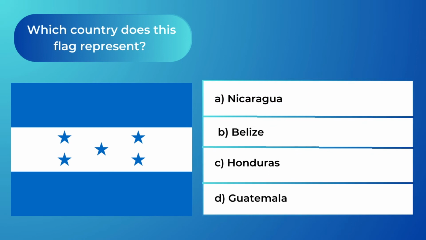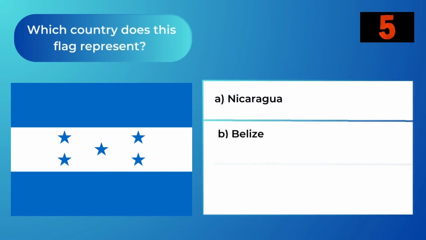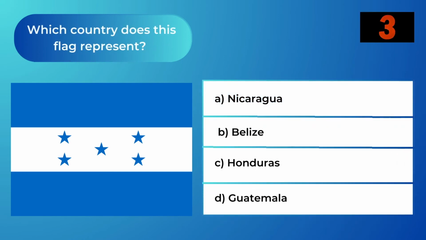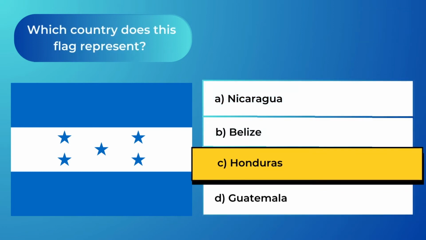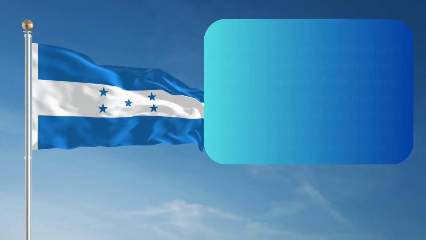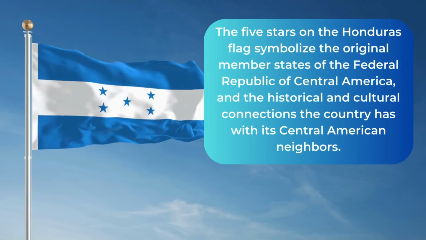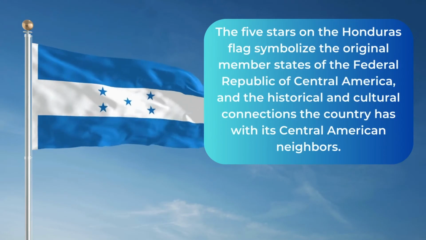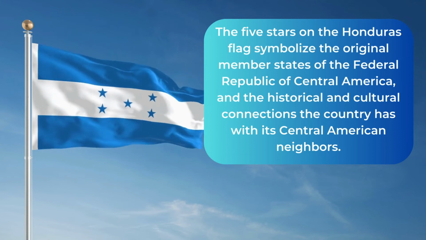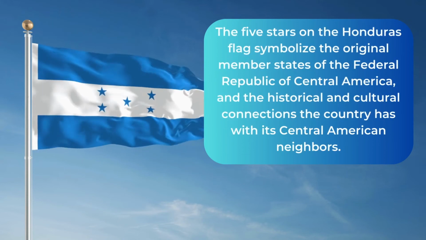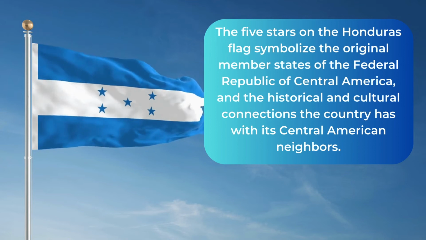Which country does this flag represent? The answer is C, Honduras. The five stars on the Honduras flag symbolize the original member states of the Federal Republic of Central America and the historical and cultural connections the country has with its Central American neighbors.